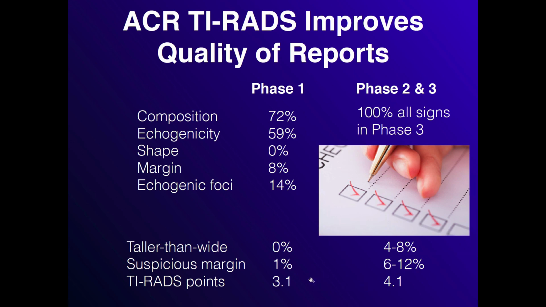And so this made a difference to the TI-RADS points, because if you're not seeing all the findings, then your average TI-RADS point is going to be lower. And this is a difference between a TI-RADS 3 and a TI-RADS 4. So this is why we didn't recommend fewer biopsies, because radiologists were actually seeing more suspicious findings that made the patient need a biopsy.